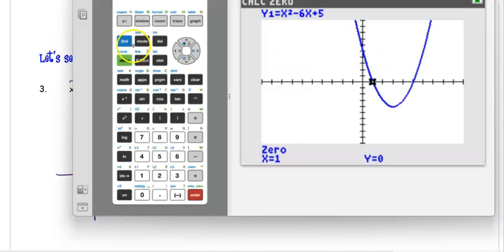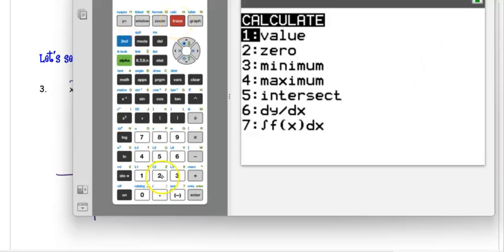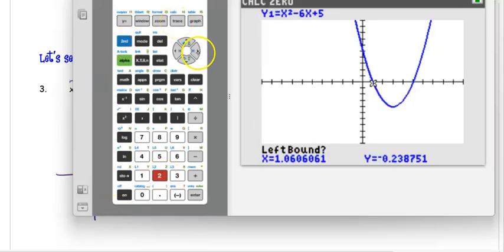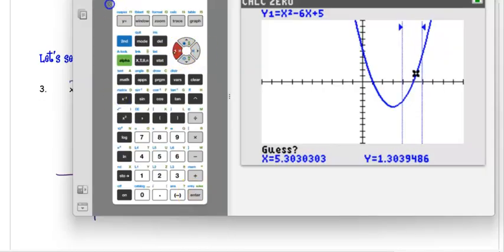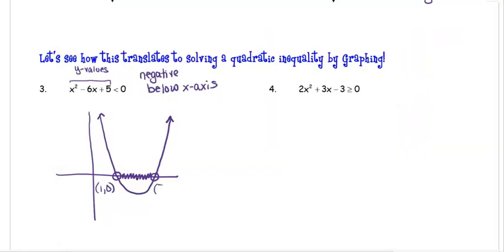And then I'm going to do it for the second one: second trace, looking for my zero. I'm going to arrow so I am on the left side of it and click enter, and arrow so I am on the right side of it and click enter. And then I'm going to take a guess, and I see that my other zero is at 5, 0. So I'm only concerned about my x values here. This told me when my y values were going to be negative, but my answer is in terms of x. I am seeing that this happens between 1 and 5.